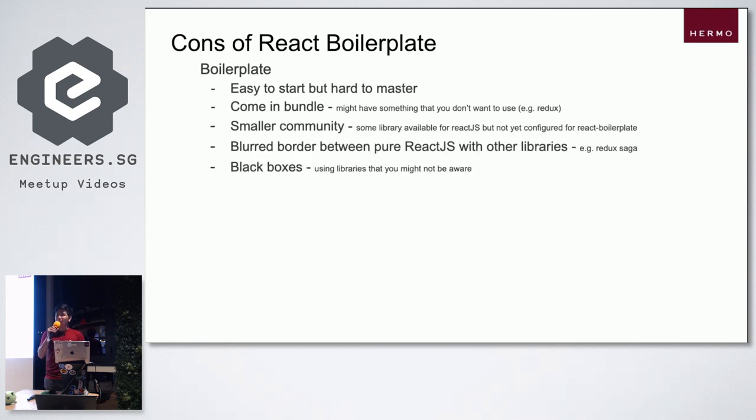So there's some trade-off, of course. It's easy to get started with just a few commands and everything is running, but it takes time to actually go and understand what each of the libraries is doing, especially when we are first starting with React. That's what happened to us. We used the React boilerplate, everything happened magically, and we didn't know what happened. And then everything comes in bundles, so you don't have the option to selectively choose what you want, but you can do it manually to remove those that you don't want.